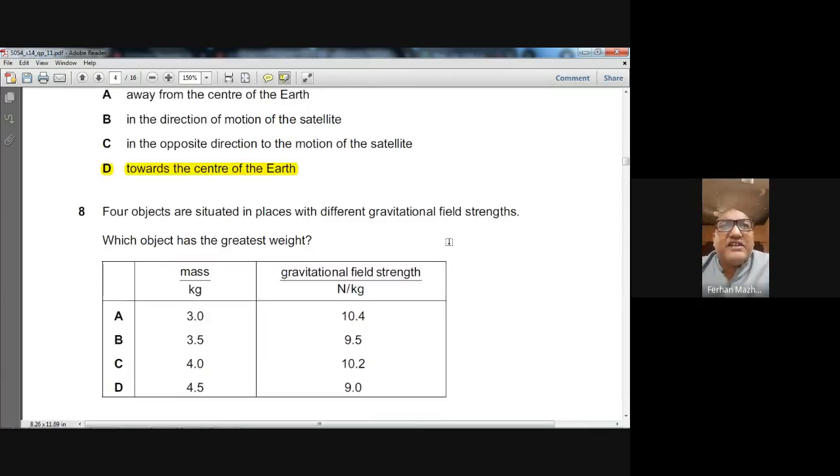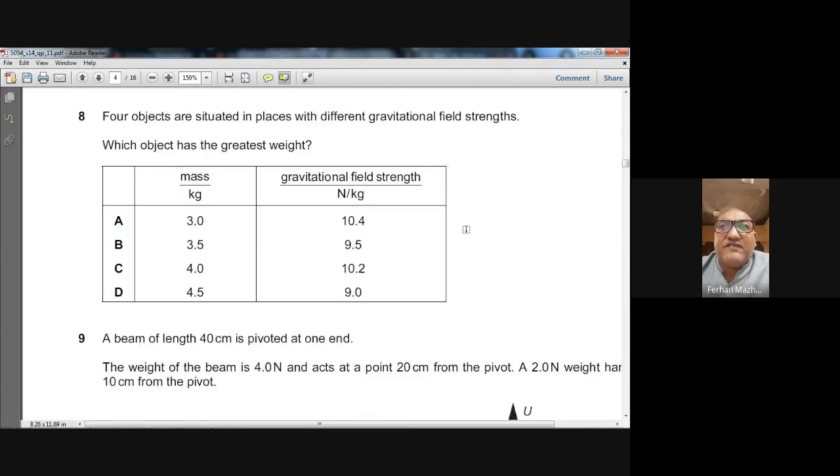Four objects are situated in places with different gravitational field strengths. Which object has the greatest weight? You see, in this question, the mass is given and the gravitational field strength is given for every situation. So very easily we can find out the weight. The formula for the weight is W equals mg. So for all these 4 options, I will calculate the weight and then we will decide where we have the greatest weight. He's asking us to find out the greatest weight.